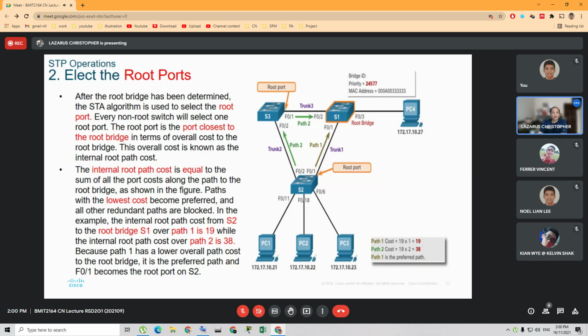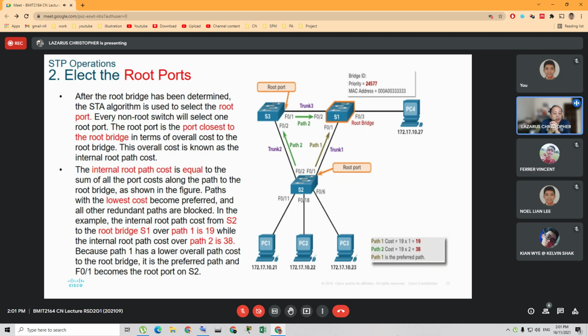And it's actually described here. The internal root path cost is equal to the sum. You add as long as you have another segment. Here we only have 2 for path 2, but the internal root path cost combines both the path 2 segments. The path with the lowest cost becomes preferred and all other redundant paths are blocked.